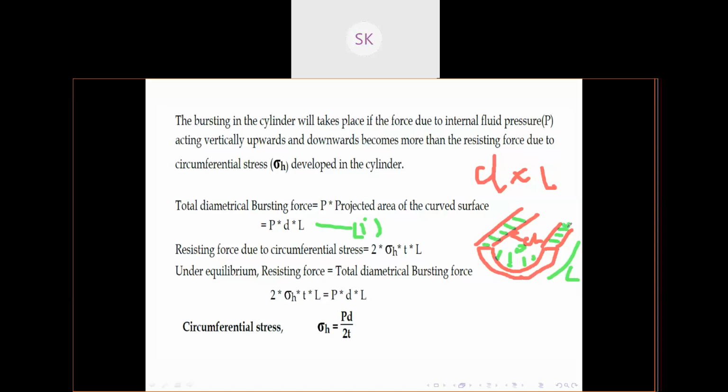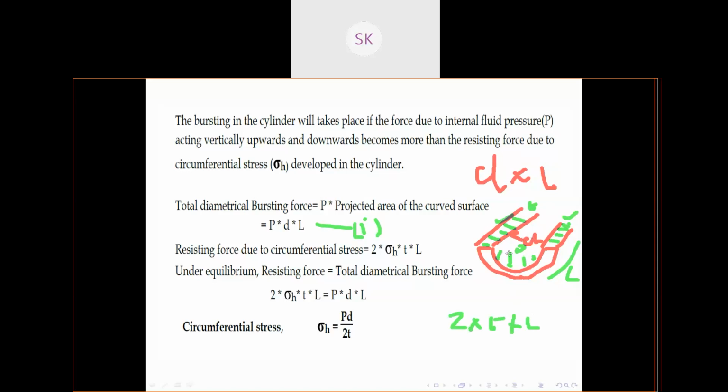Just imagine you have a closed container and the pressure in the fluid is so much that it is trying to burst it out. But the structure is trying to resist that force, and does not allow it to burst out. So this contact area will try to resist that force. It has thickness T and length L, and it has two strips. So area will be 2 times T into L. This part is clear. Area of this strip.